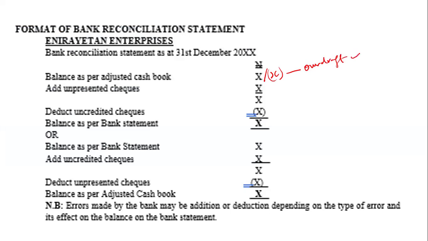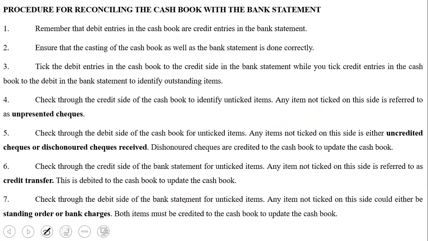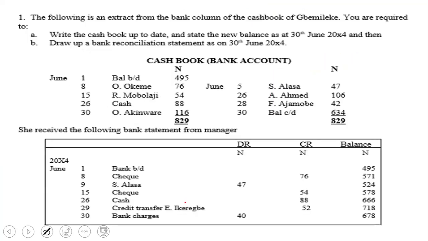Now our bank reconciliation statement, you can see the name of the entity, Enerayaton Enterprises. You can see balance as per adjusted cash book, add unpresented checks, then deduct uncredited checks. Like I told you, we might not consider errors made by the bank, which may be added or deducted depending on that. So let's quickly delve into this. Like I've said earlier, bank reconciliation is a very simple and straightforward topic. All the ticking that I did in the first one, we're going to do that now. Now, this is a question.